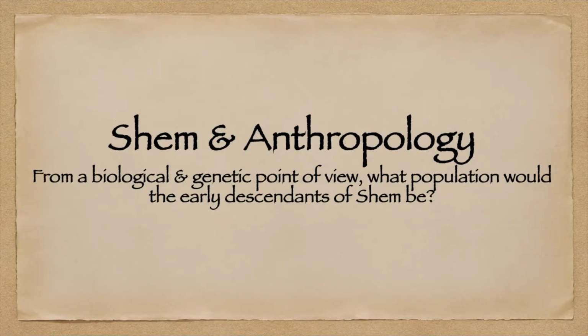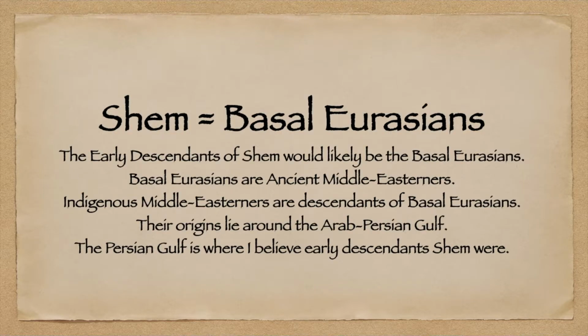So, from a biological and genetic point of view, what population would early descendants of Shem be? The early descendants of Shem will likely be the Basal Eurasians. Basal Eurasians are ancient Middle Easterners. Indigenous Middle Easterners are descendants of Basal Eurasians. Their origins lie around the Arab-Persian Gulf. The Persian Gulf is actually where I believe early descendants of Shem were to begin with.